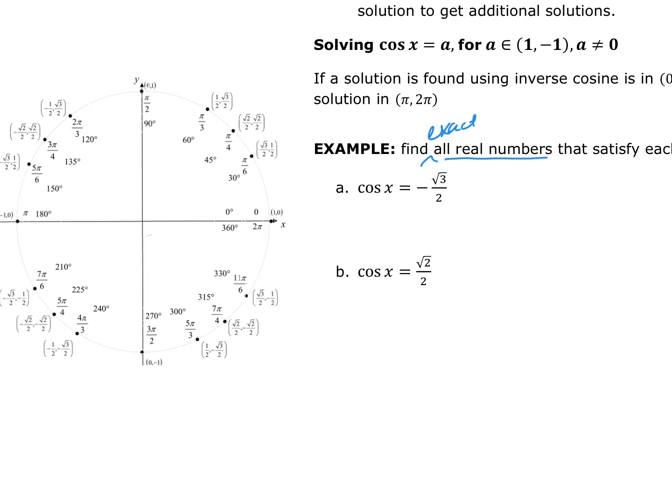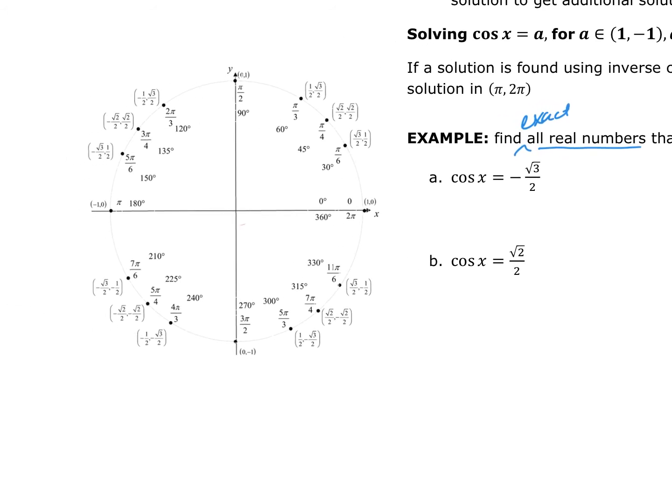So I go on my unit circle, and I look to see where the cosine, or the x value, is equal to the negative square root of 3 over 2. That happens right here, and it happens right here. Those are the two locations in which the cosine of the angle is equal to negative square root of 3 over 2. So again, I'm going to do the first one in radians, and the second one in degrees, because it didn't say.